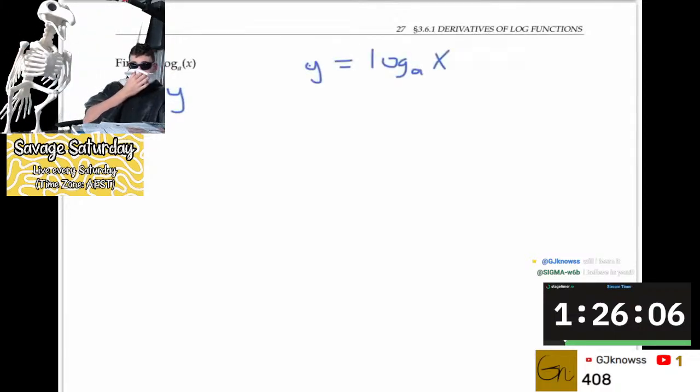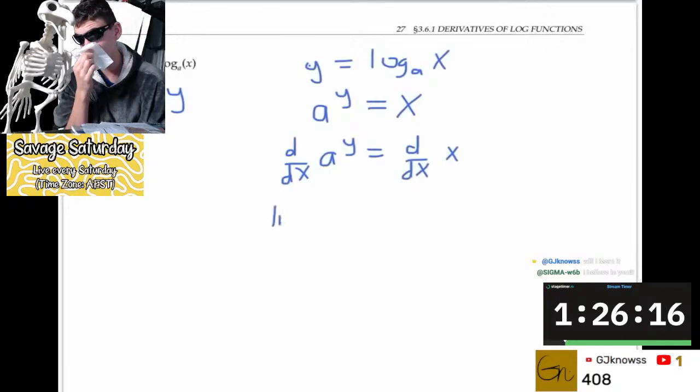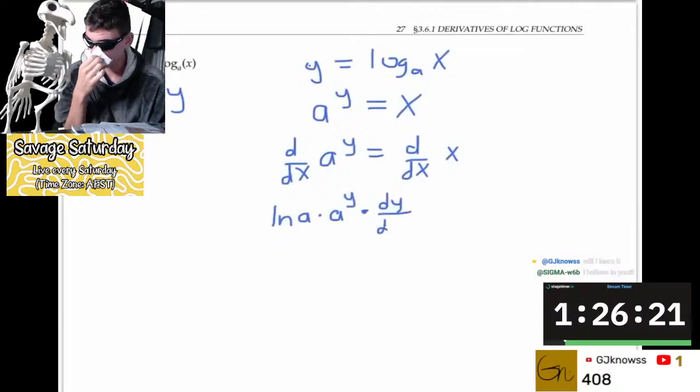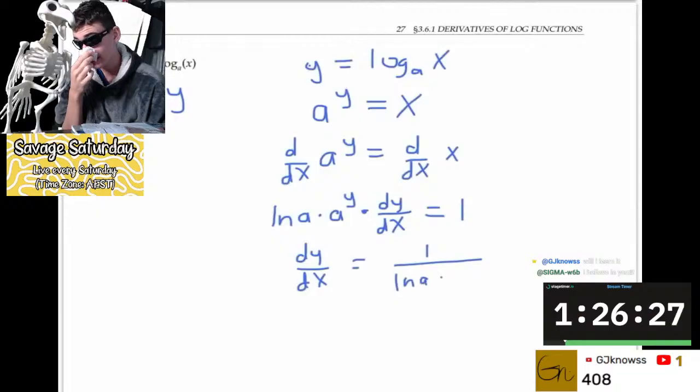By the definition of logarithms, log base a of x equals y means that a to the y power is equal to x. And that's useful because now I can take the derivative of both sides and use implicit differentiation. Recall that the derivative of a to the power is ln a times a to the power, but since y we're thinking of as a function of x, I have to multiply that by dy dx by the chain rule. The right-hand side here is just 1. Solving for dy dx, I get 1 over ln a times a to the y.